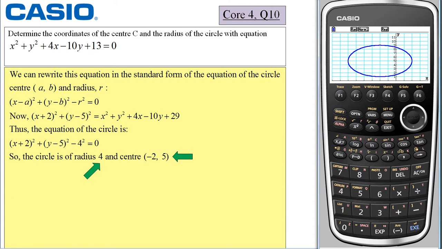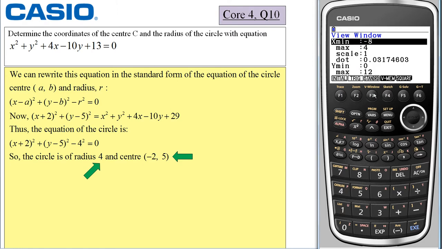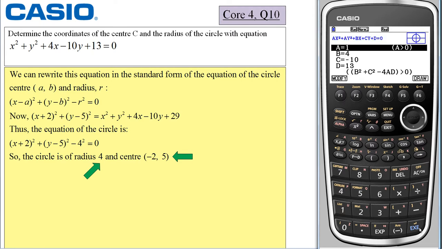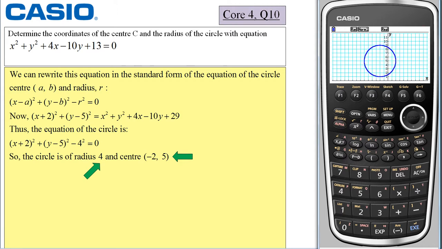Okay, now I can see this more clearly, but the reason I don't have what looks like a circle and something more like an ellipse is simply because the actual display screen is not a square. One way to fix this is to go back to V window and to choose F5 for square. So once I've picked square and I choose Y base, and if I select execute and F6 to draw, okay, now I have a representation of a circle.